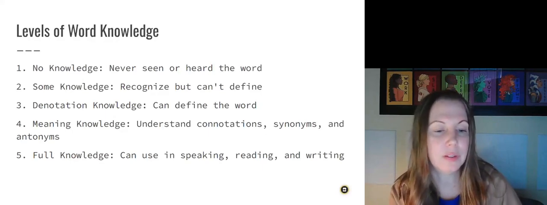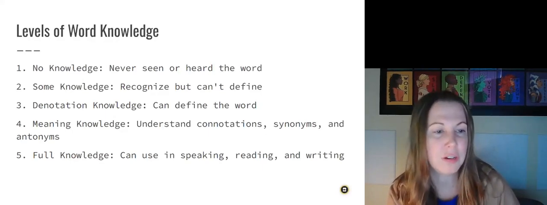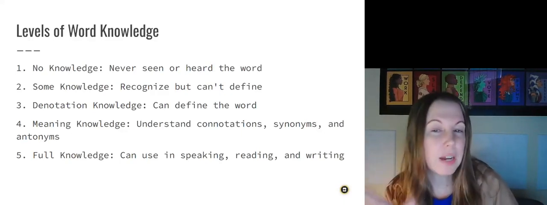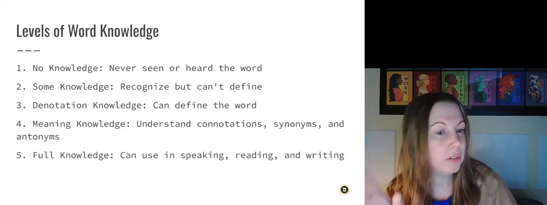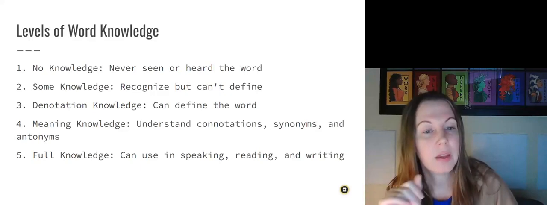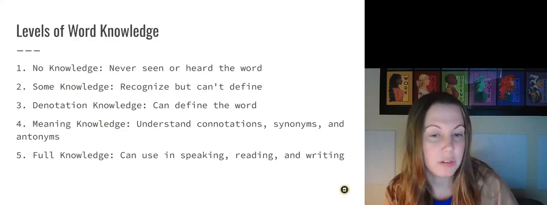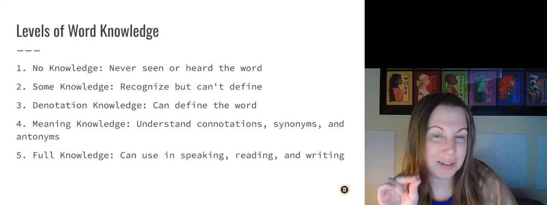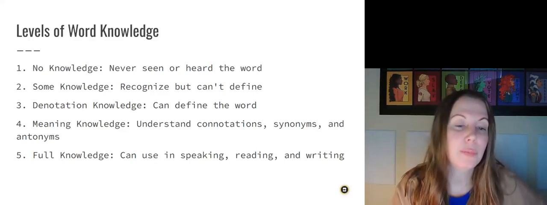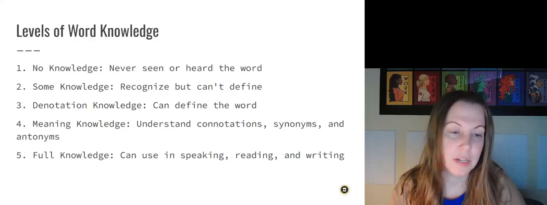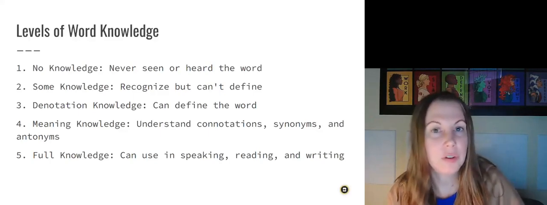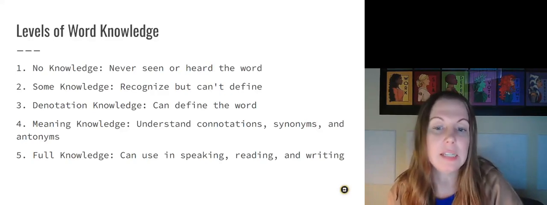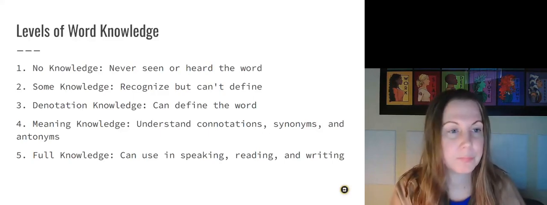Okay, and then there are levels of knowledge, which we kind of already touched on. Like, we've never seen or heard the word before, so we have no knowledge. But if you can recognize it, that's some knowledge. But if you still don't know what it means, then denotation knowledge means I can define the word. Meaning knowledge means I can understand the word and all the other things around it. And then full knowledge is I can understand the word and all the things around it, and I can use it in speaking, listening, and writing.